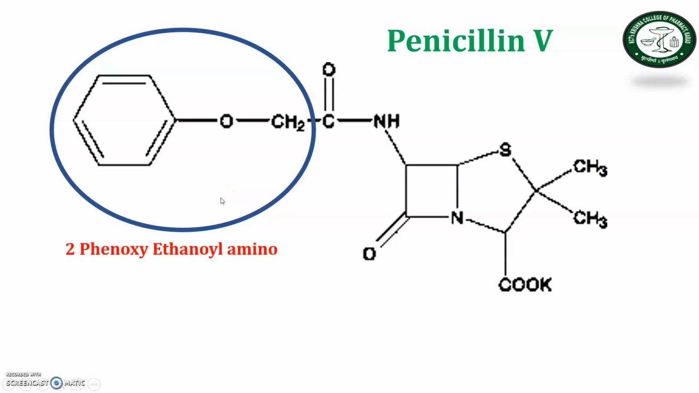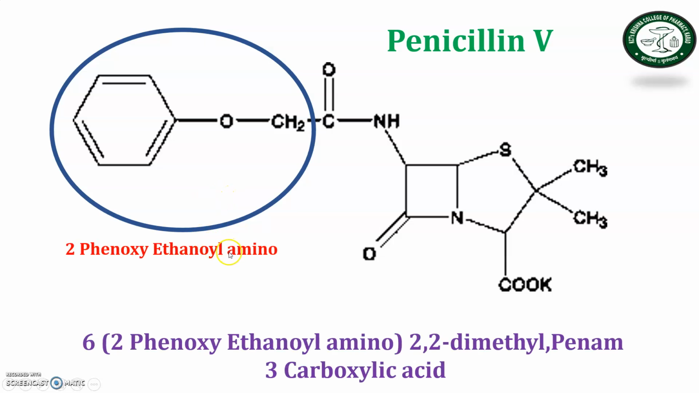So the chemical name of the structure is 2-phenoxyacetyl amino. The full chemical name of penicillin V is 6-(2-phenoxyacetyl amino)-2,2-dimethyl penam-3-carboxylic acid. Okay, 6. Here is position number 6. There is the presence of 2-phenoxy.